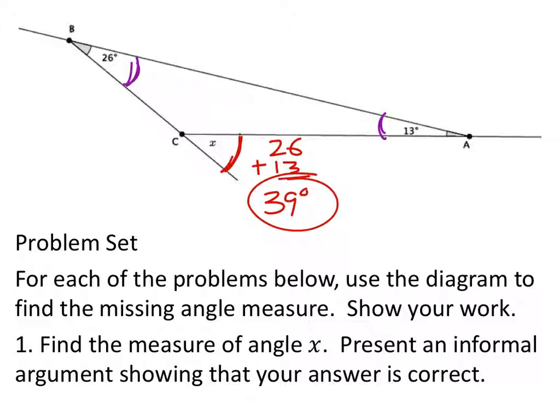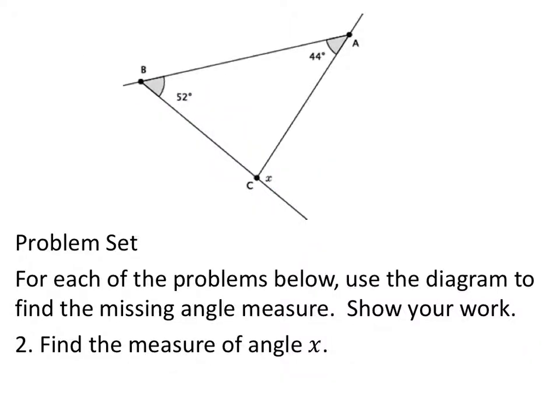Now if we wanted to, we could solve for this angle, but it's not necessary for this one. We'll solve for this missing angle here. Again, we have these two remote interior angles at 52 degrees and 44 degrees. If I add them, then I have this exterior angle at 96 degrees.